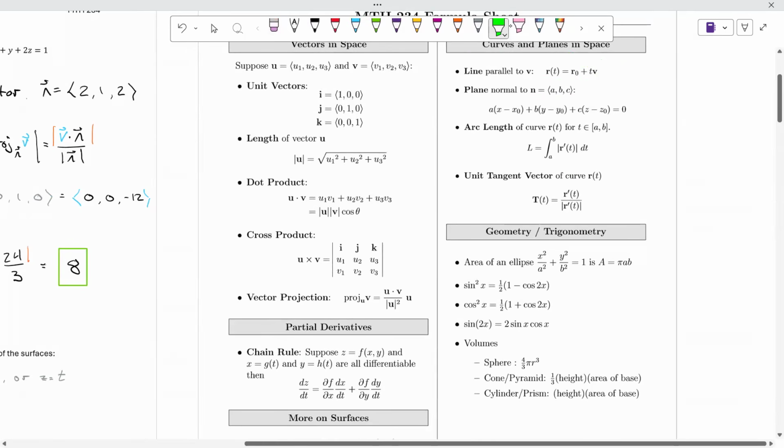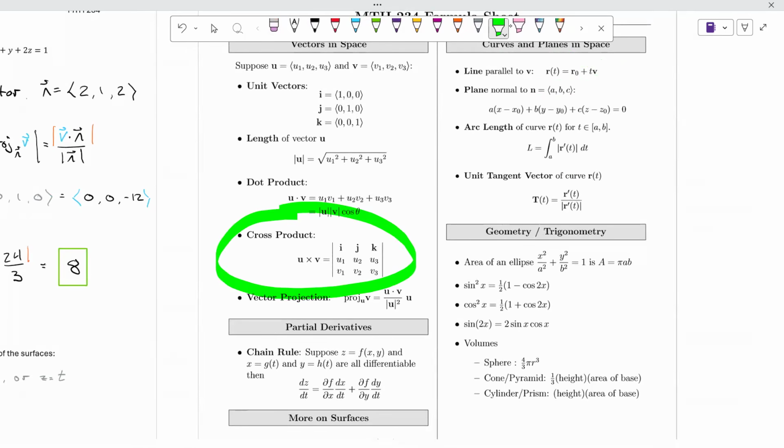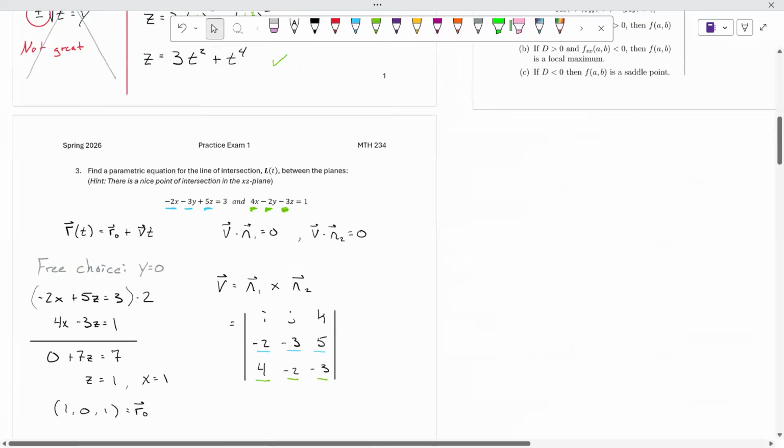Yep, so I've got cross products, which again will be helpful for us. It's right there. And also for a plane normal to some vector a, b, c, the normal vector just ends up being the coefficients on x, y, and z. So two things that I'm just grabbing off of the formula sheet.